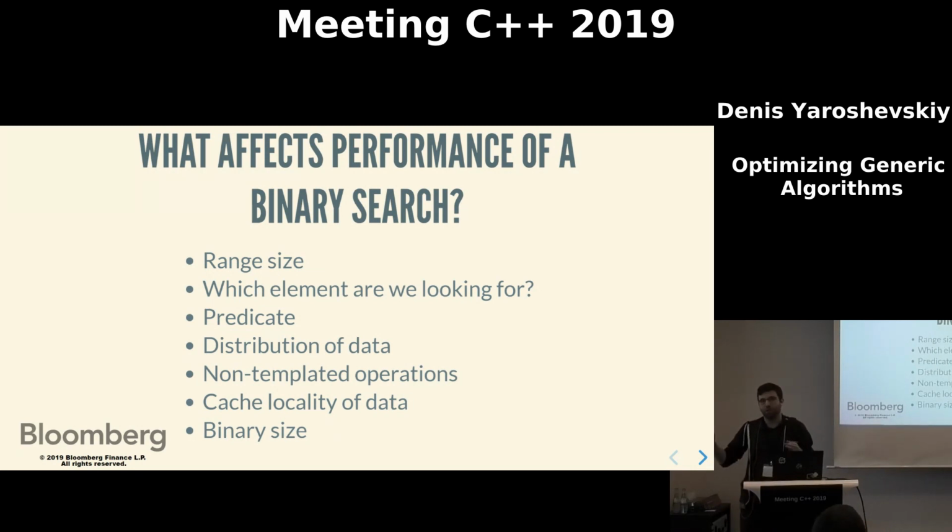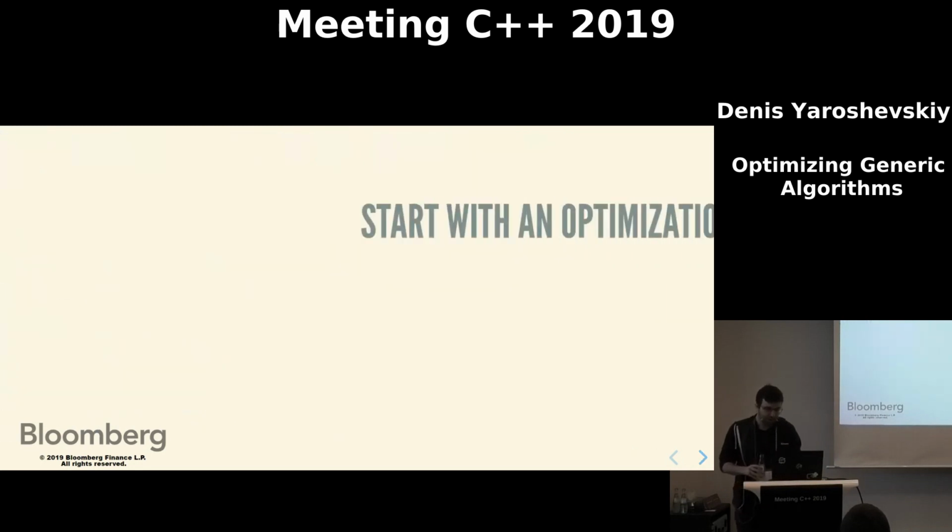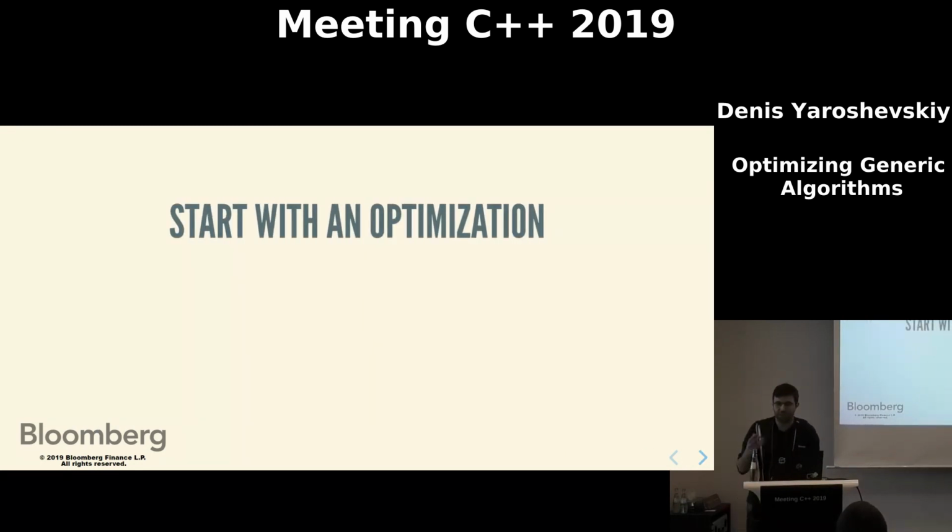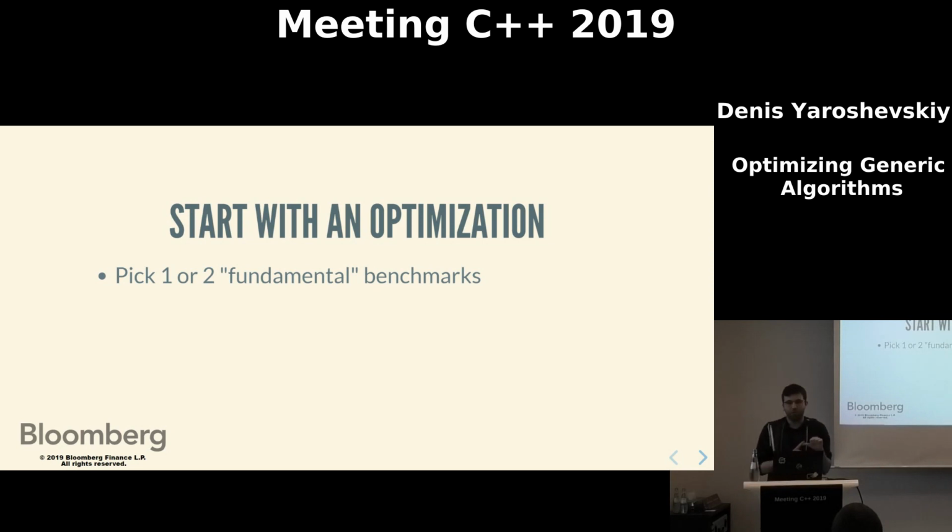If you're Google, they have some magic CI people who can make this work for you. I'm not Google. I have to run my benchmarks myself. So I have to prefer quality over quantity. And the way I think you can do that is to start with an optimization, right? So come up with an idea first of what you want to do, and then try to benchmark it. First, pick 1 or 2 benchmarks that are really fundamental for the algorithm. Like, this is what my algorithm does, right?